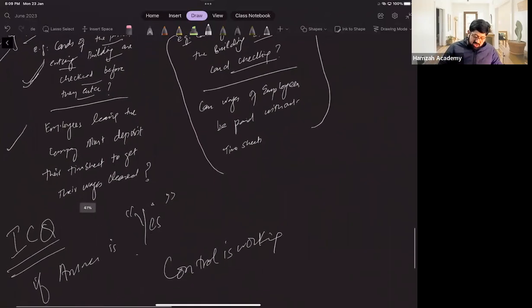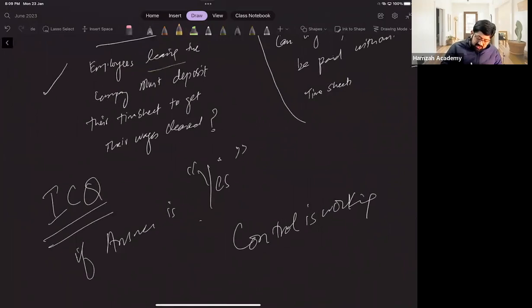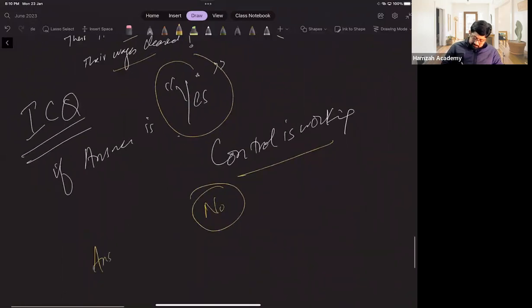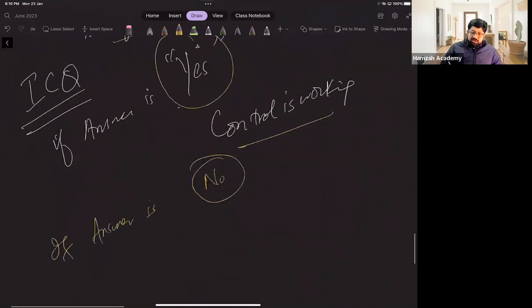So you see here, ICQ: employees leaving the company must deposit their timesheet to get their wages cleared. Do they need to do so? The answer is yes. If yes, the control is working for ICQ. If the answer is no, there is a control exception, a control weakness.